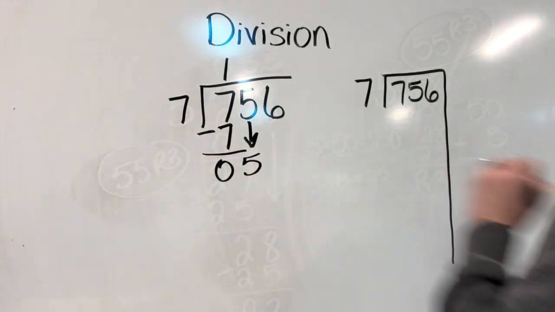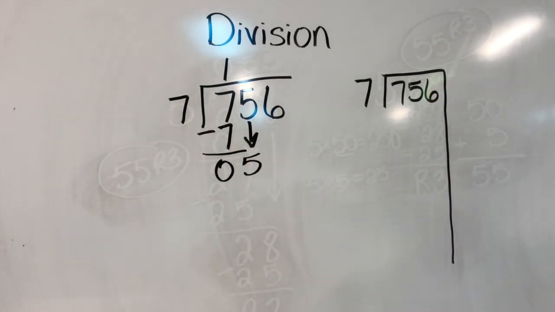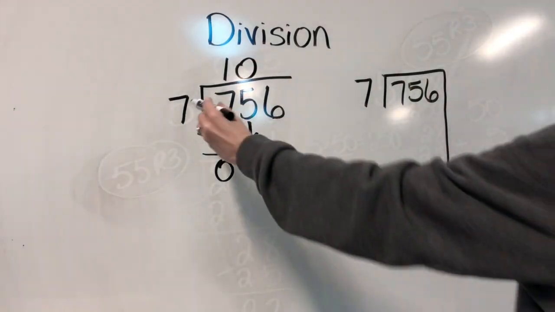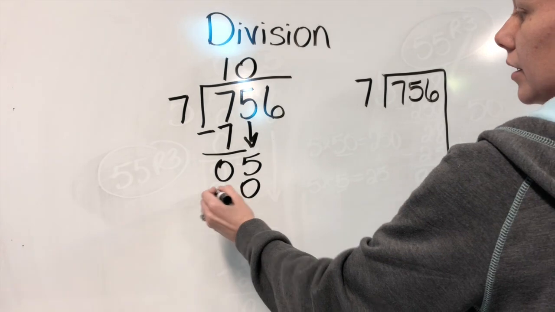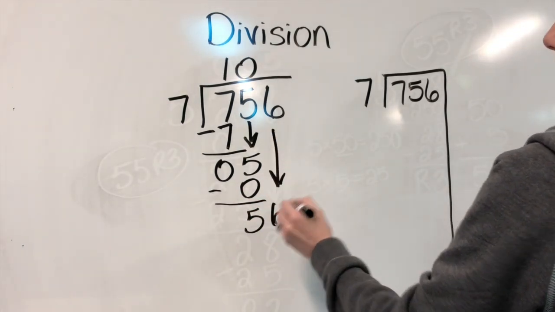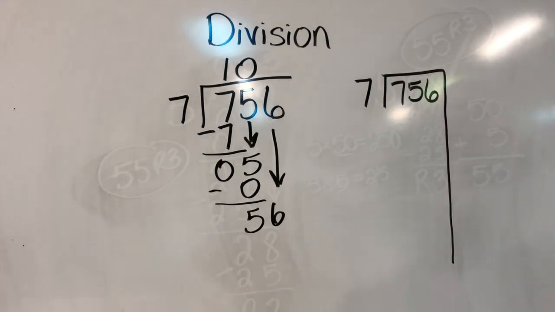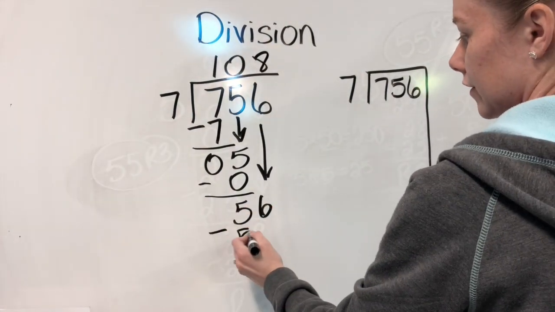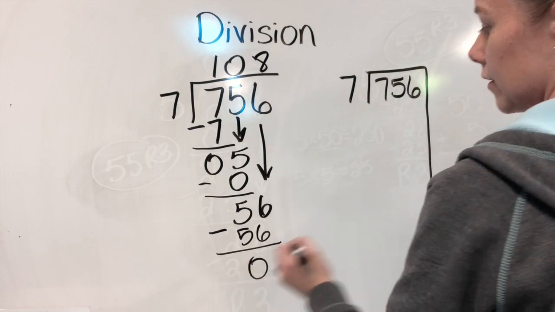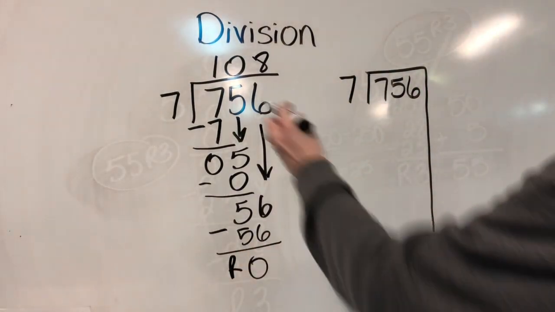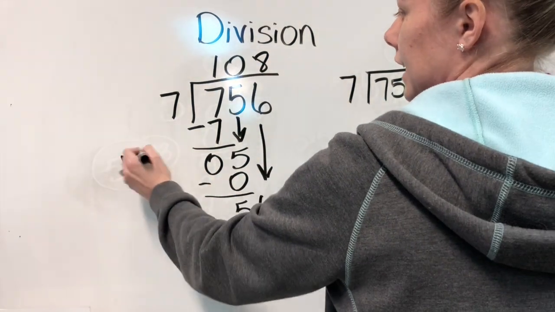How many times is 7 taken out of 5? Of course, you can't take 7 out of 5, so we know that's 0. 7 times 0 is 0, so we subtract and we get 5. And we bring down our next number, which is 6. 7 times what gets 56? 7 times 8 equals 56, so we subtract 56. And we get 0 as our remainder. We have nothing left, so we have a remainder of 0, and our answer is 108.